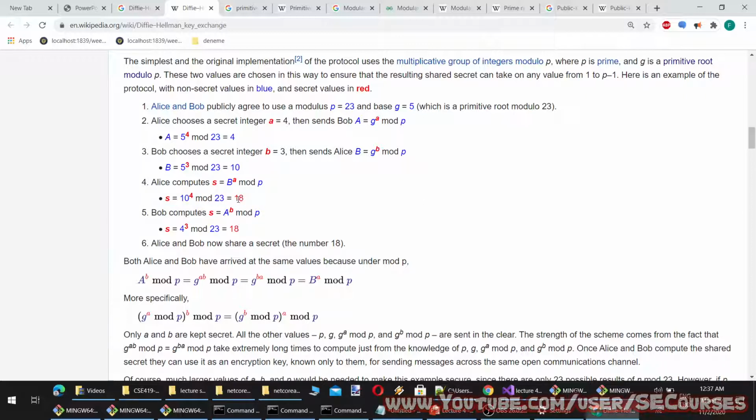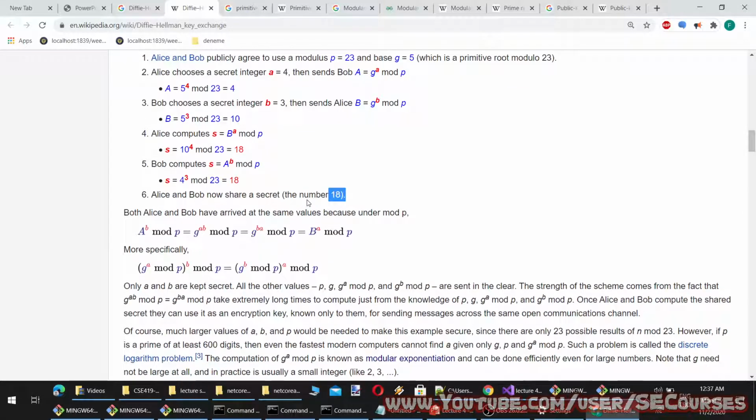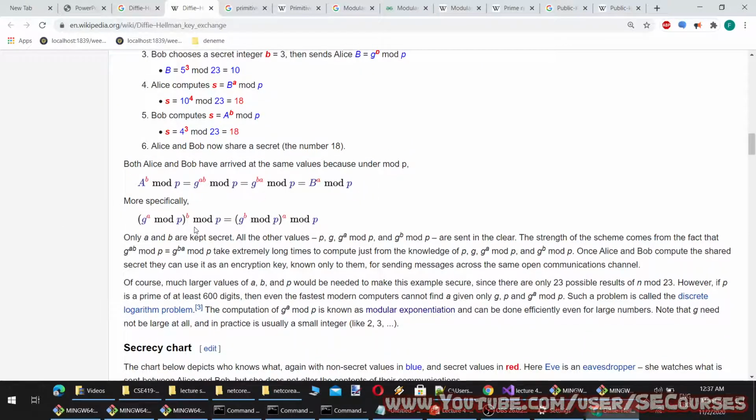So you see, they have calculated the same key, and now they share the secret key 18. Alice and Bob have arrived at the same values because of working under mod P. You see, this is the methodology.